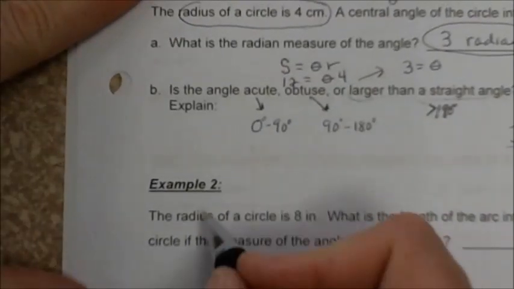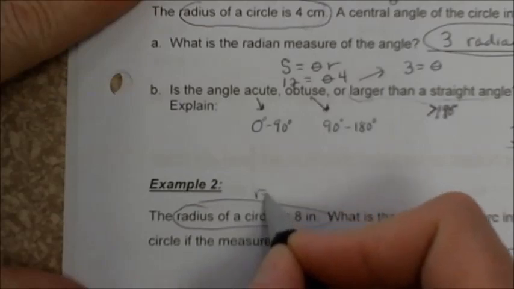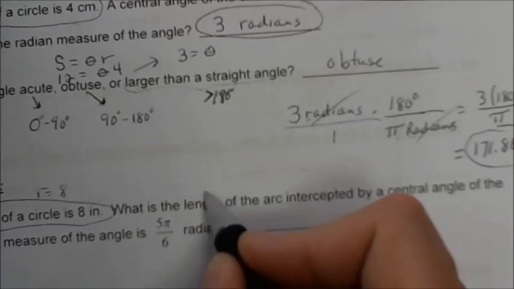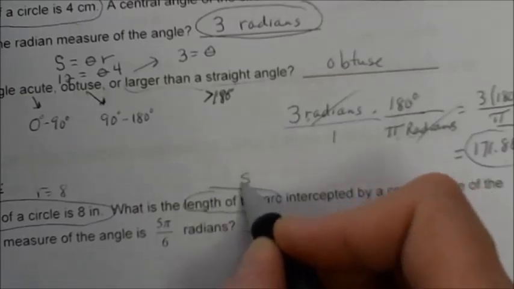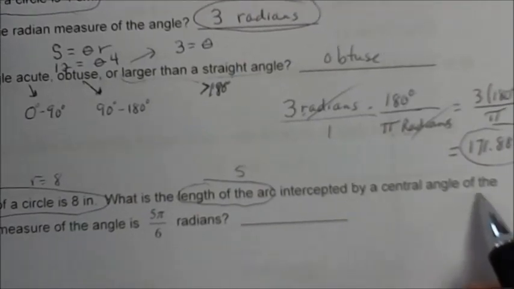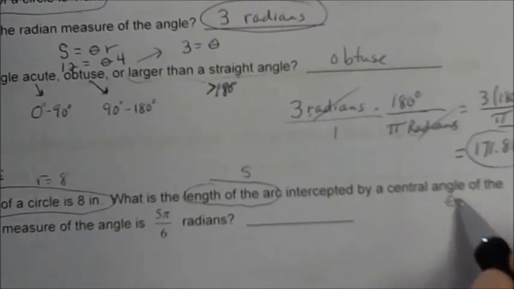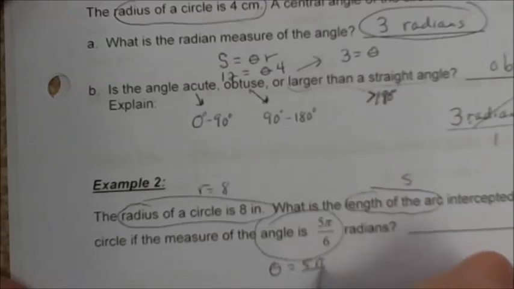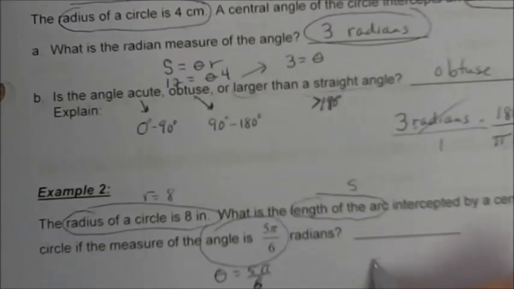Example 2. We have a radius is equal to 8 inches. So r equals 8. They're asking us for the length of the arc. What is the length of the arc, which is S? So they're asking us for S, intercepted by a central angle, which is theta, and the central angle is 5 pi over 6. So theta is equal to 5 pi over 6. So we use our S equals theta times R. They're asking for S. Theta is 5 pi over 6. R is the radius, which is 8.